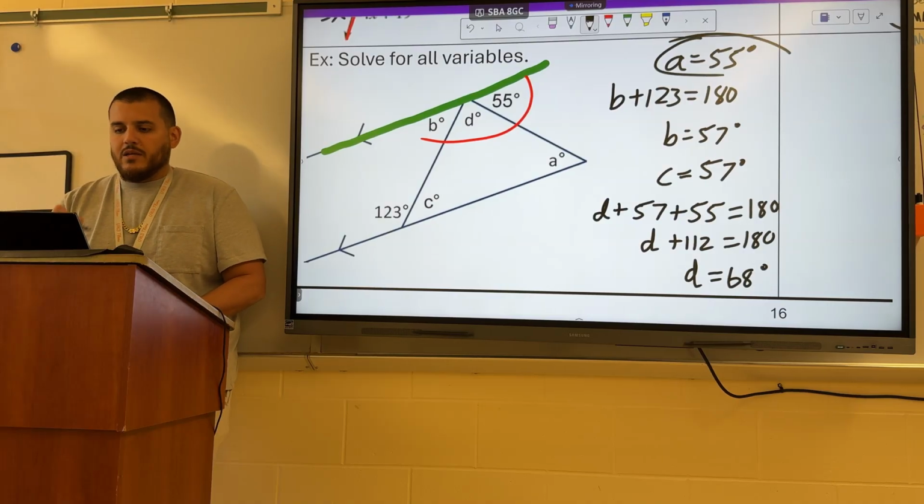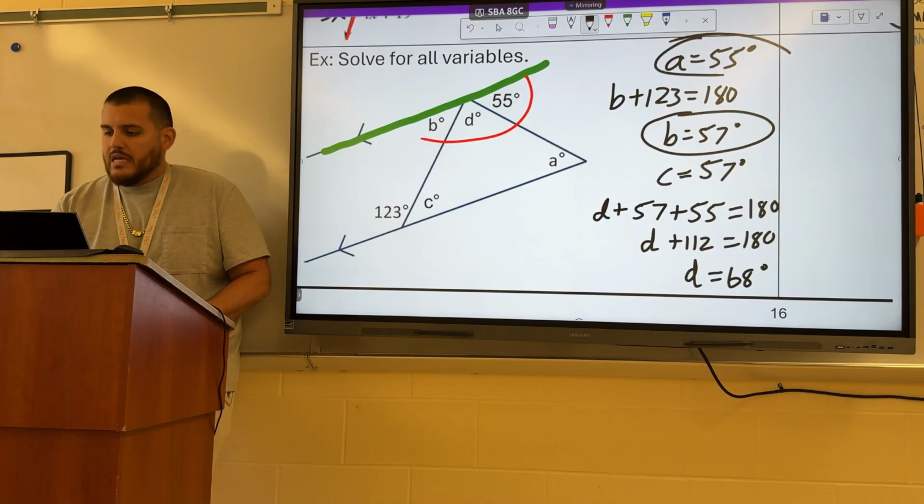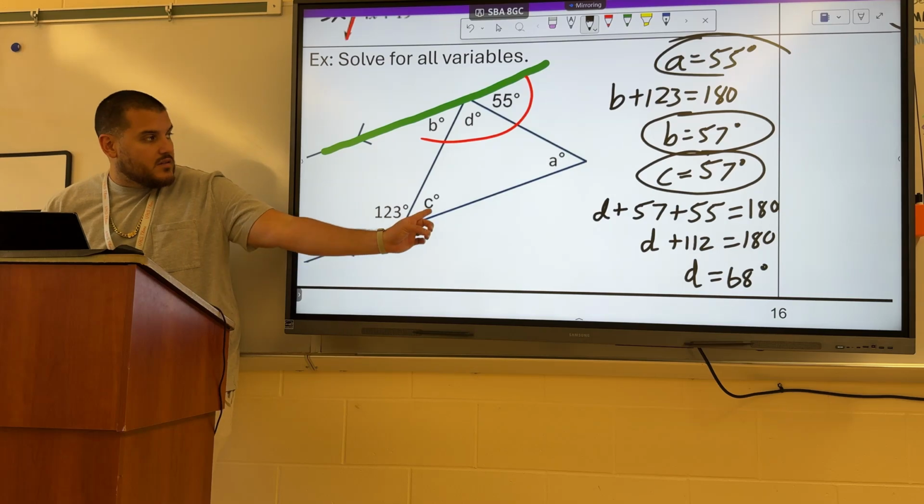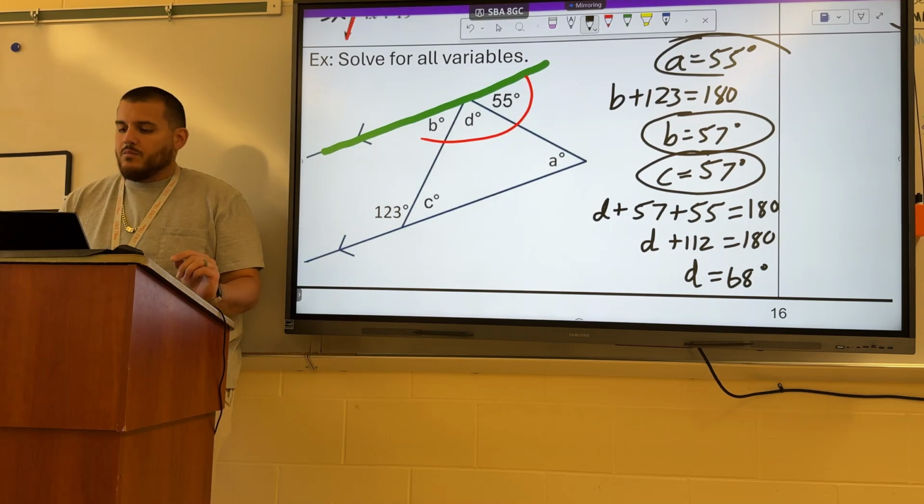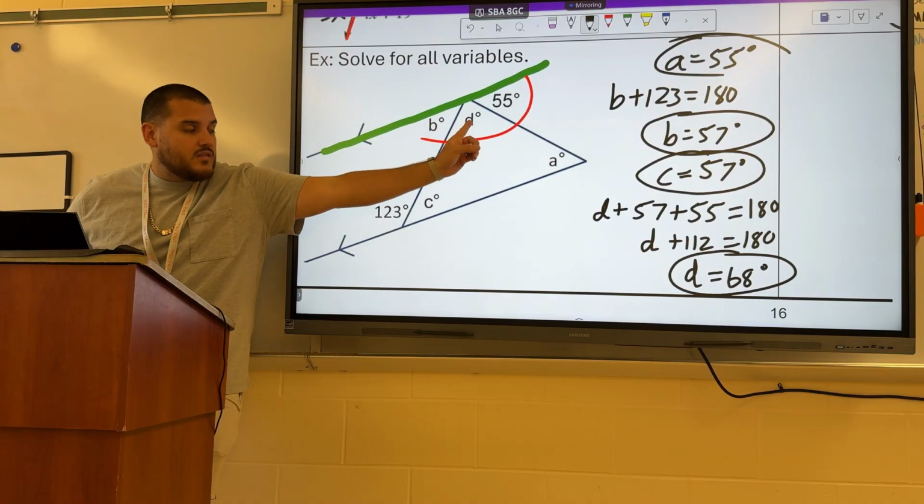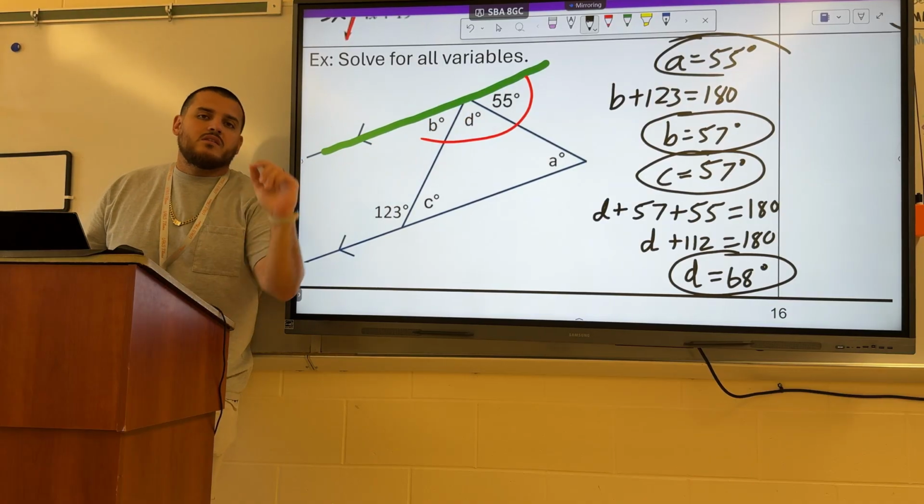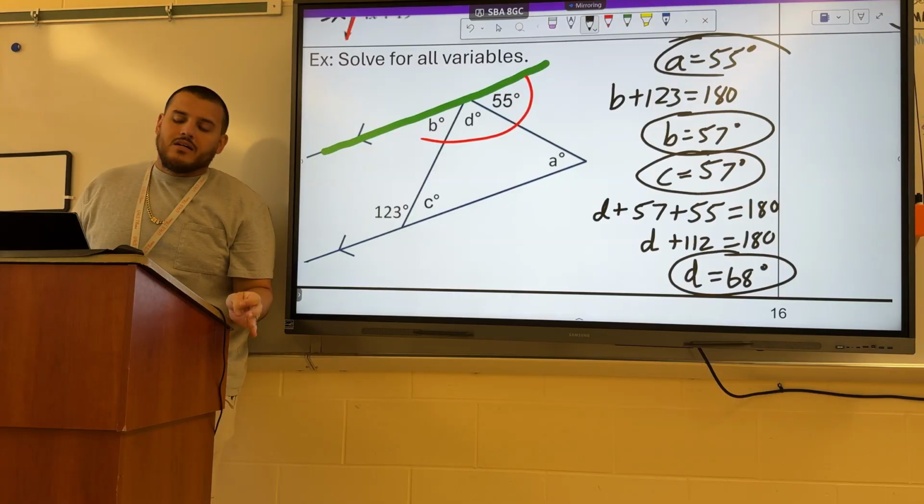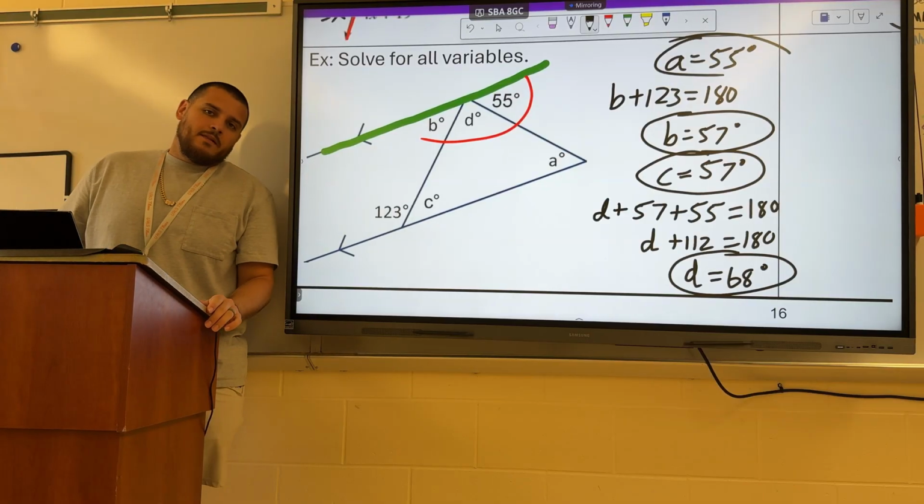So A is 55 because it was alternate interior angles with the 55. B is 57 because it was consecutive interior with the 123. C is 57 because it's alternate interior with the 57 from B. And then D is 68 because 57 plus angle D plus 55 degrees all have to give me that 180 on that straight line. Great example here.